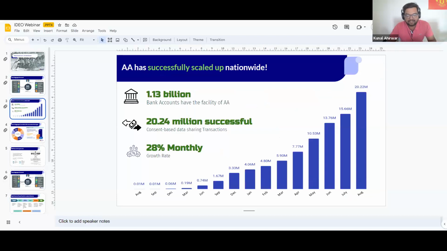Since the account aggregator ecosystem was launched, we have been growing rapidly. At this point in time, we have about 20 million successful transactions. That is, 20 million times data has been shared successfully between the FIU and the FIP. At this point in time, about 1.13 billion accounts are enabled through account aggregator, and it's been growing steadily at a 28% month-on-month growth rate.